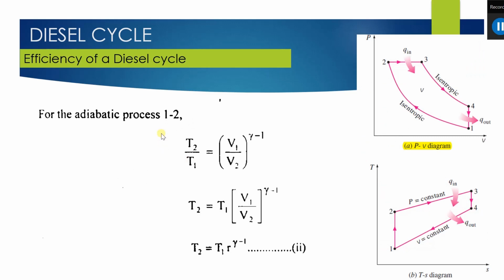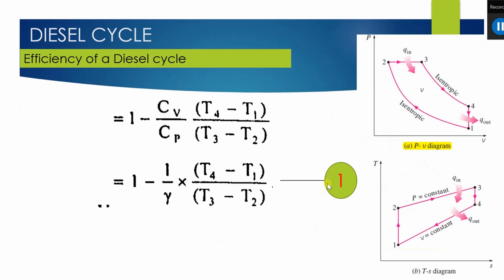So consider the process 1 to 2. We can say that T2 by T1 is equal to V1 by V2 all raised to gamma minus 1, because 1 to 2 is an adiabatic process, and for an adiabatic process, T2 by T1 will be equal to V1 by V2 all raised to gamma minus 1. And from this, we can write T2 is equal to T1 into V1 by V2 all raised to gamma minus 1. V1 by V2 is equal to r, and substitute it as T1 into r raised to gamma minus 1. Consider that as equation number 2. And this is equation number 1.